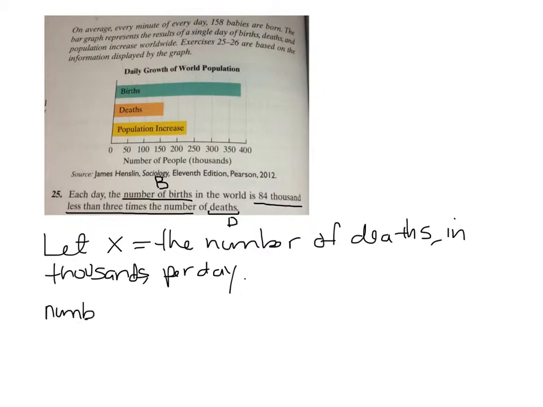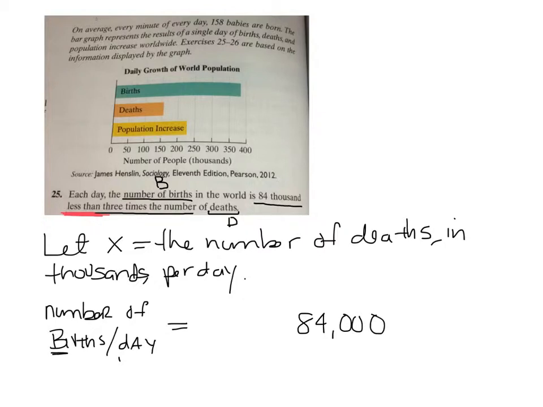So if X represents the number of deaths per day, then what's the number of births per day? We can call that B if you'd like. But if not, the number of births in the world is 84,000 less than 3 times the number of deaths. So again, there's that less than. So we have 84,000 less than 3 times the number of deaths. And again, let's color code here. That's blue. So if we find the number of deaths in thousands per day, then we can definitely find the number of births per day.